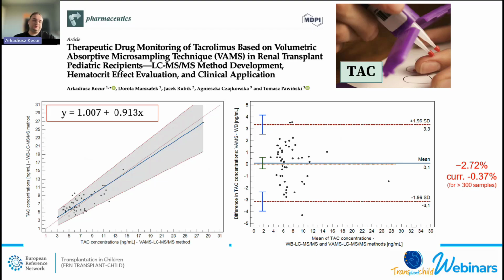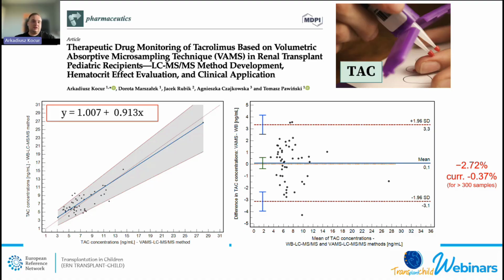I would like to show some of our applications in real clinical practice, because microsampling is a relatively new technique. Demonstrating equality between routine matrices, such as whole blood, normally used to determine the immunosuppressants, and capillary blood is crucial because the capillary blood composition is different from whole blood. The capillary blood sometimes contains more plasma fraction than whole blood.